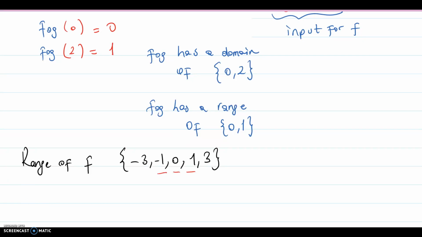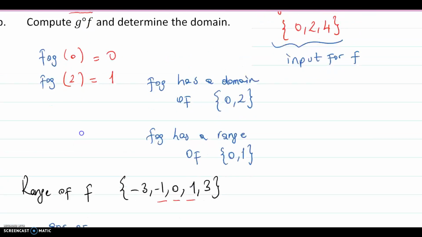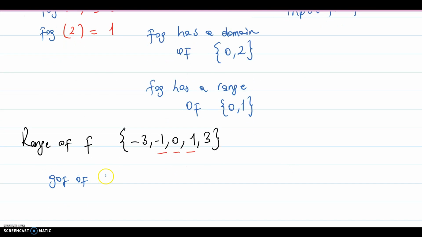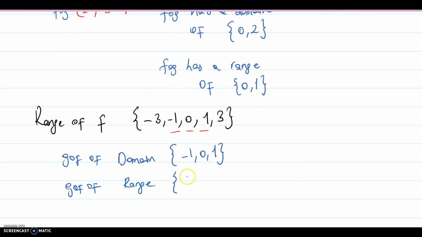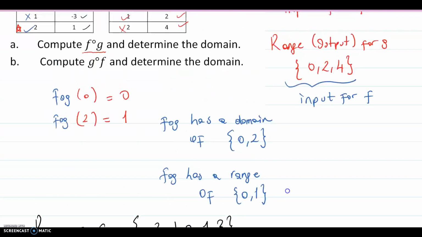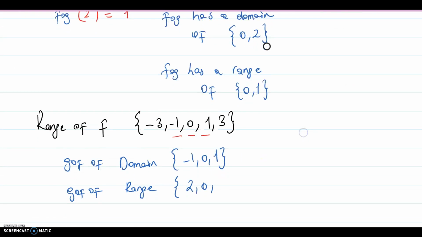So g of f will have a domain of -1, 0, 1. G of f range will be, let's see, -1 will be 2, 0 will be 0, 1 will be 2. So 2, 0. And that's it. We don't repeat 2 again because we already have 2 there.